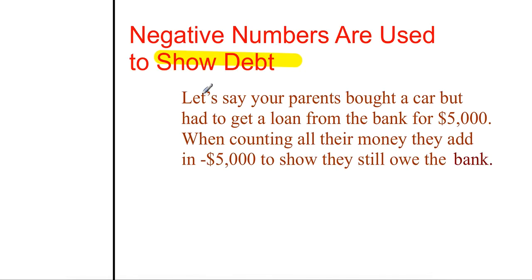Debt is another place. Let's say your parents bought a car but had to get a loan from the bank for $5,000. When counting all their money, they have to add in a negative $5,000 to show what they still owe the bank.